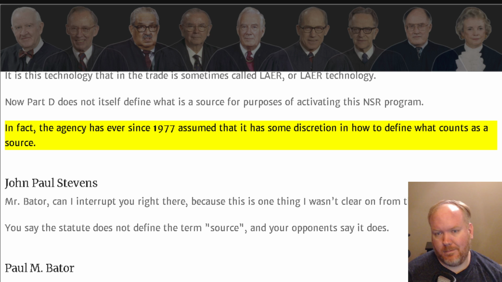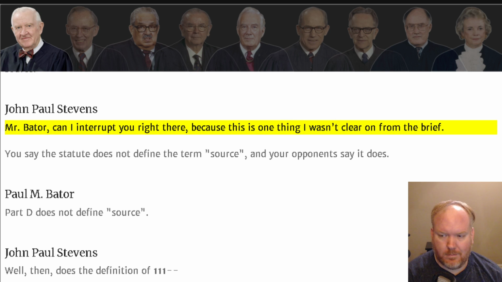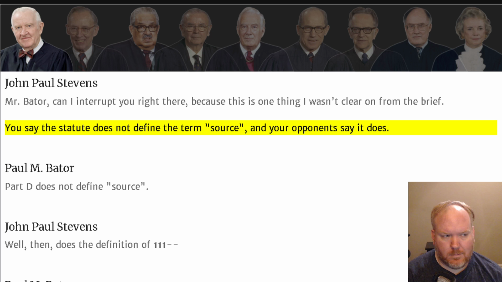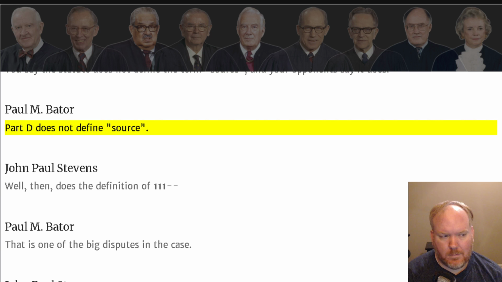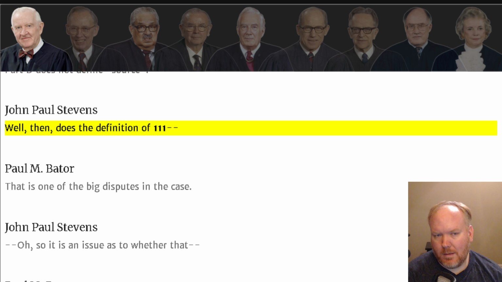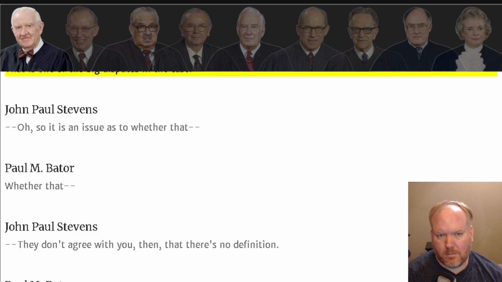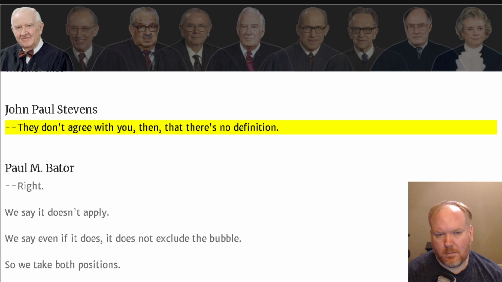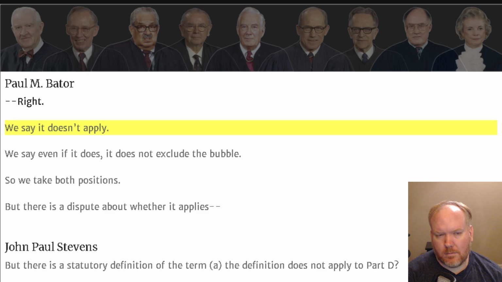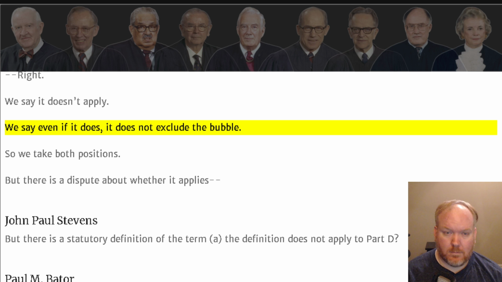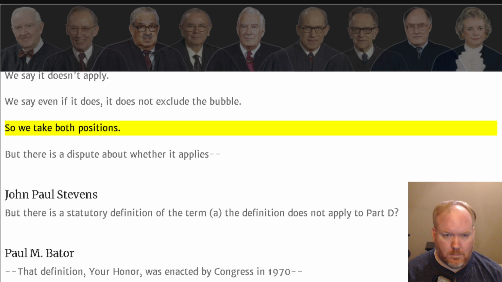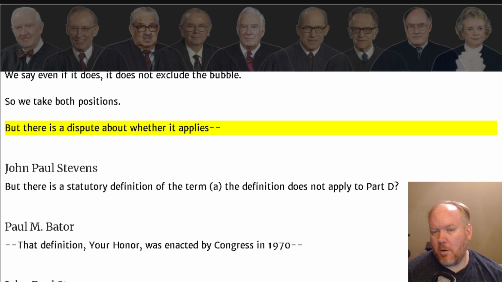Let's press on. Mr. Batner, can I interrupt you right there? Because this is the one thing I wasn't clear on from the brief. You say the statute does not define the term source, and your opponents say it does. Part D does not define source. But then does the definition of stationary source in Section 111? That is one of the big disputes in the case. Oh, so it's the issue as to whether they don't agree with you then that there's no definition. We say it doesn't apply, and we say even if it does, it does not exclude the bubble. So we take both positions. It's always nice when you can take two simultaneous positions at once, I guess.